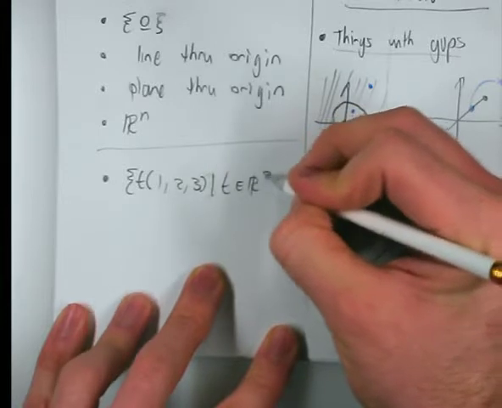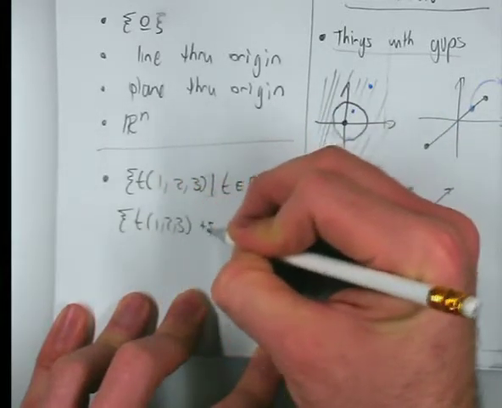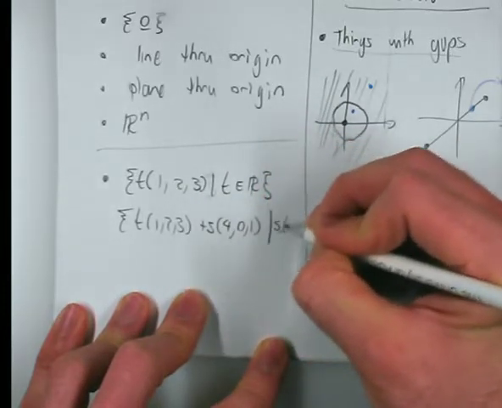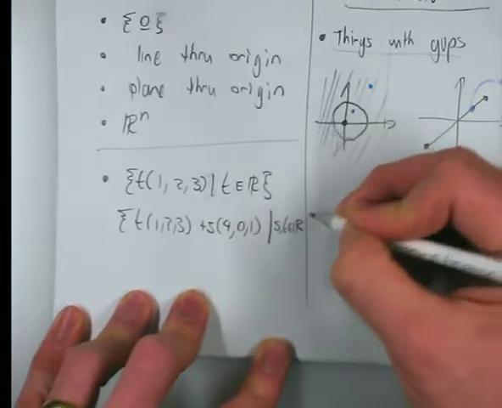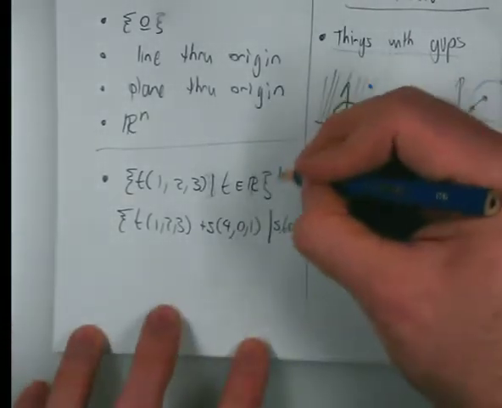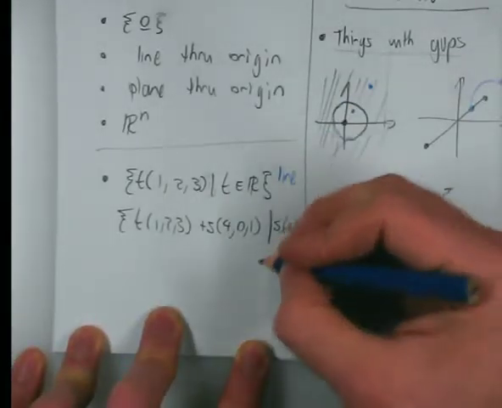these are just examples. So for your reference, this is a line through the origin. It will look like that. And this is a plane through the origin.